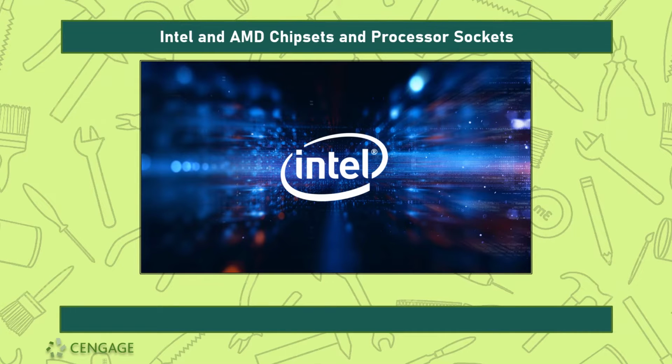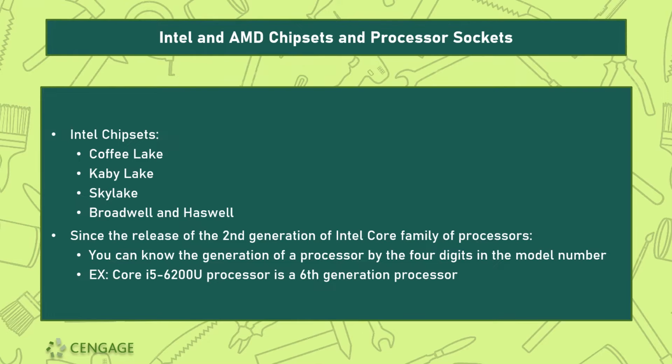So let's talk about Intel specifically. Intel has some current chipsets that we're aware of, like Skylake, Kaby Lake, and Coffee Lake. Even far back you can reach to 5th generation Broadwell and Haswell.